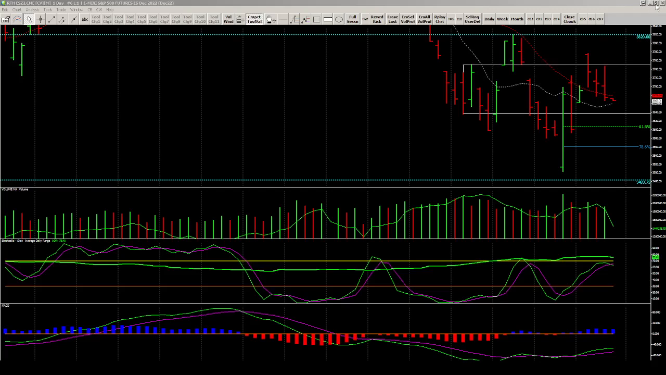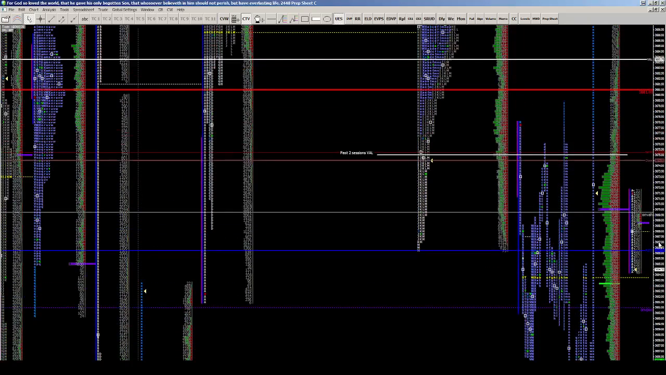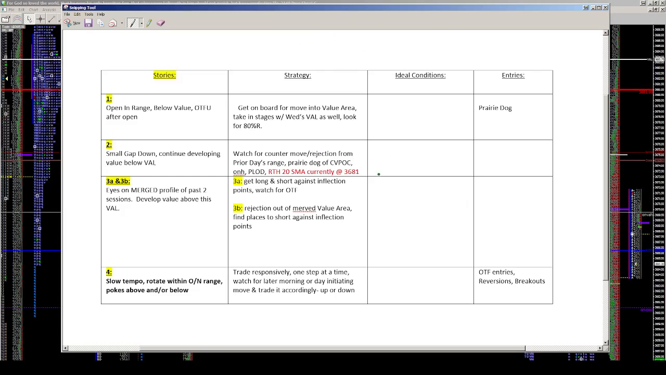Excuse me. Let me move this out of the way. Let's look at our profile chart. So we were going to gap down. We opened in range below value, which I have as the first scenario. Right now we are potentially one-time framing up. We've got a long way to go before we take out the last period's low.